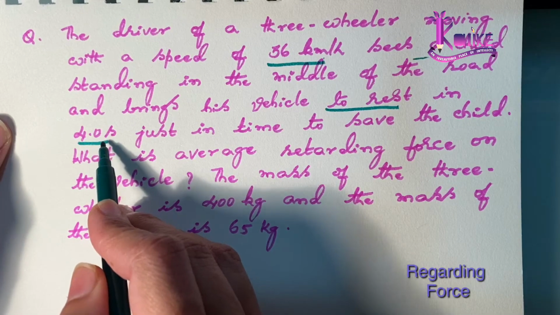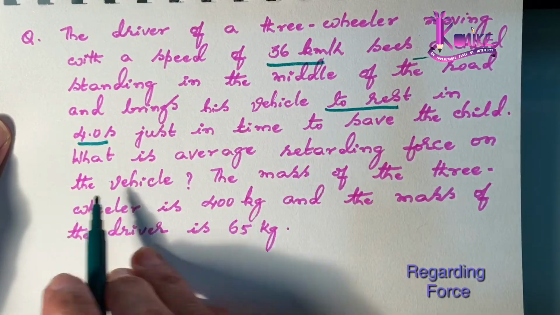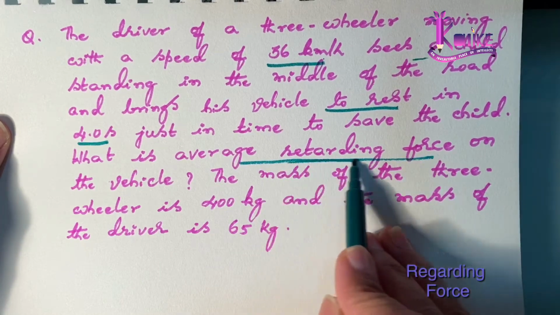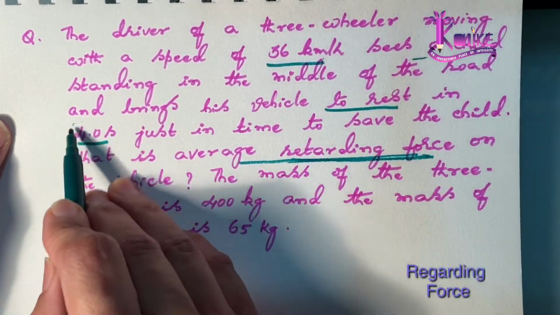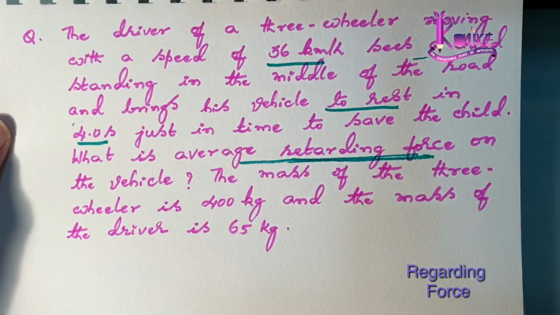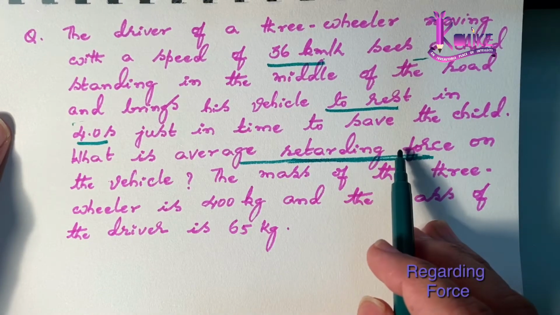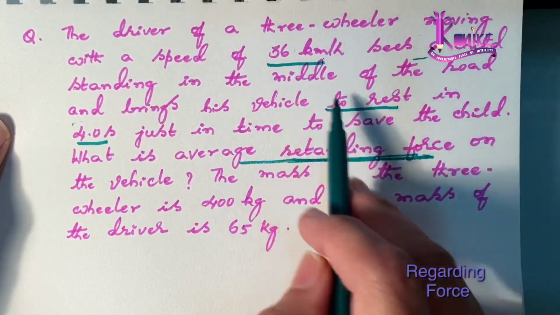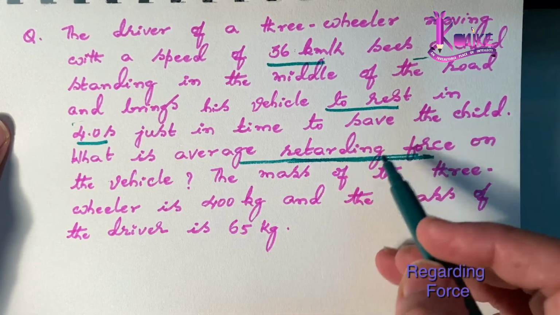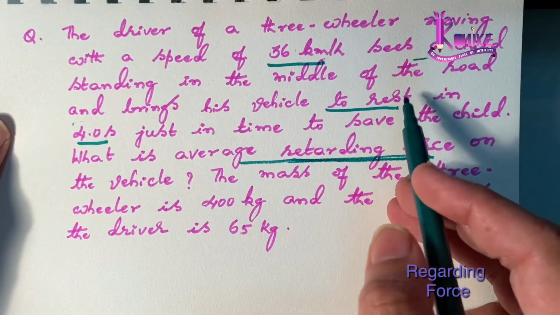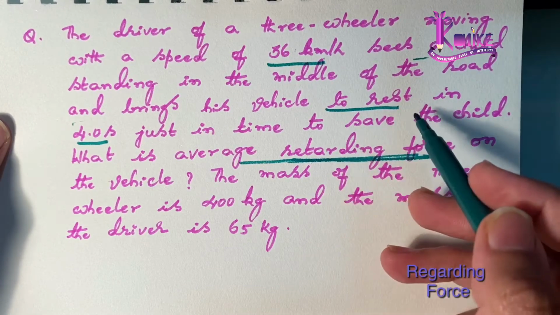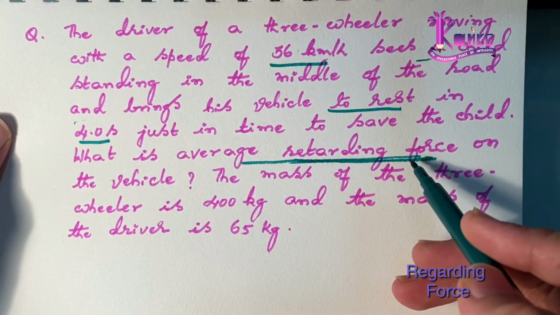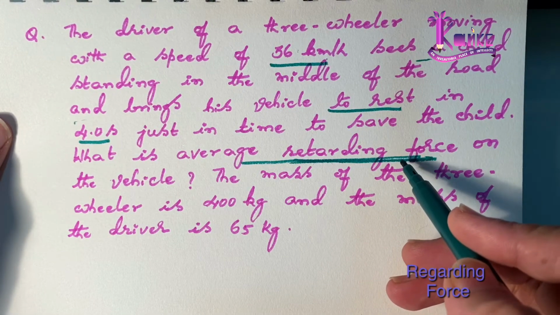So time is given, in order to save the child's life, right? So obviously there is the average retarding force. It's not a constant. You have to calculate over this period of 4 seconds. Why is it referred to as the retarding force? Because there is a decrease in the speed of the vehicle. Whenever there is a decrease, it will experience a deceleration or a retardation or a negative acceleration. Hence the force will also be called the retarding force, because the vehicle is brought to a stop.